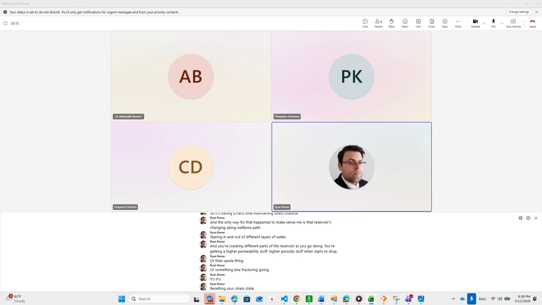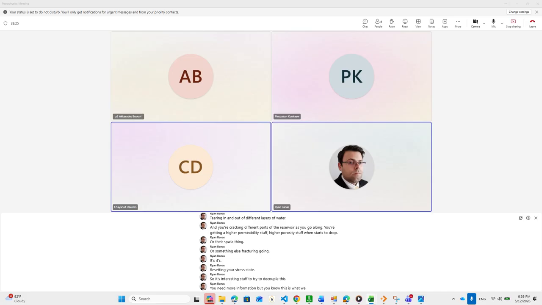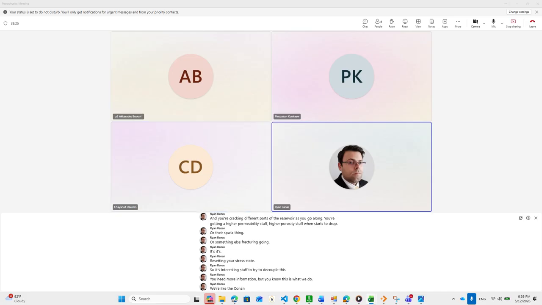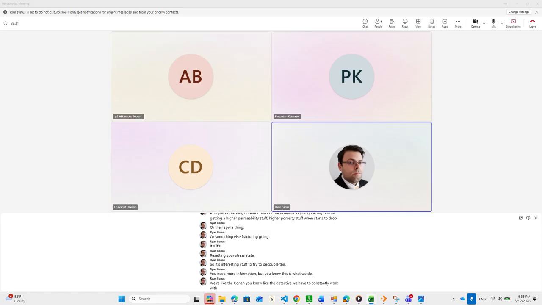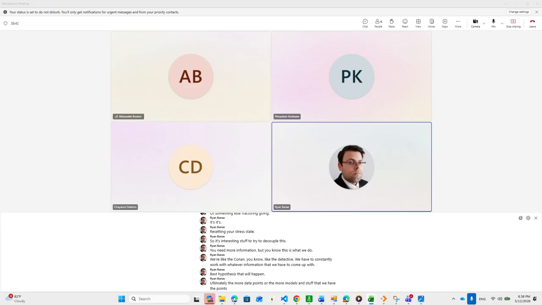So it's interesting stuff to try to decouple this. You need more information, but this is what we do. We're like Conan, the detective. We have to constantly work with whatever information we have to come up with the best hypothesis of what we think happened. Ultimately, the more data points or the more models that point to the same answer, the more we start to believe that answer.